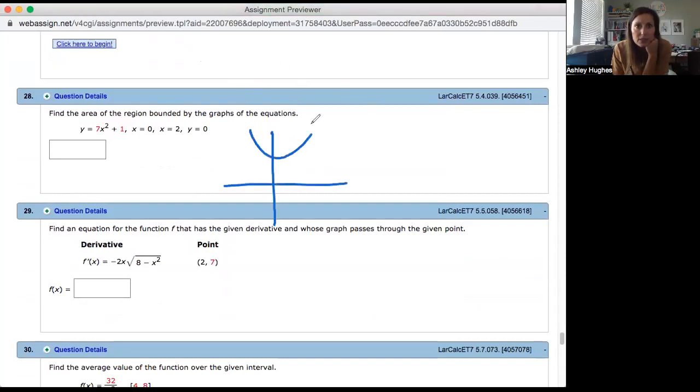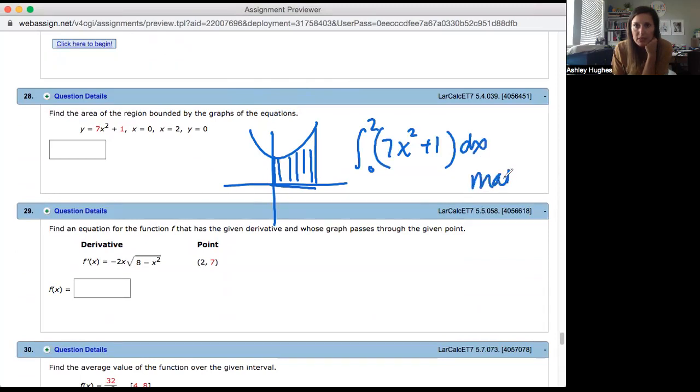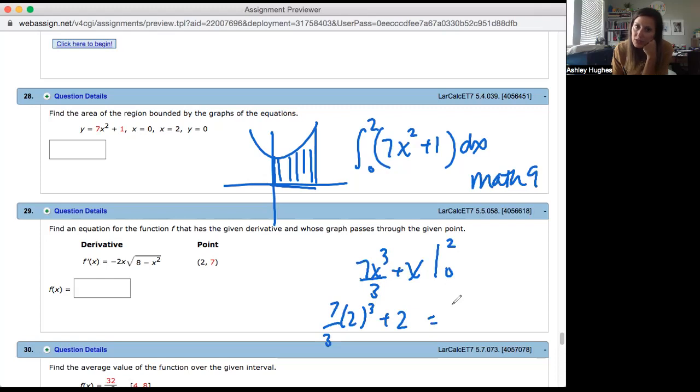Seven x squared plus 1. Okay, so we're just going to integrate from 0 to 2, 7x squared plus 1. And again, you can put this in your calculator using Math 9. You could just type this in, okay? If you're going to integrate it by hand, you would do 7x cubed over 3 plus x, and then plug in 2. 0 is going to give you 0, so 7 times 8 is 56. (62 over 3).